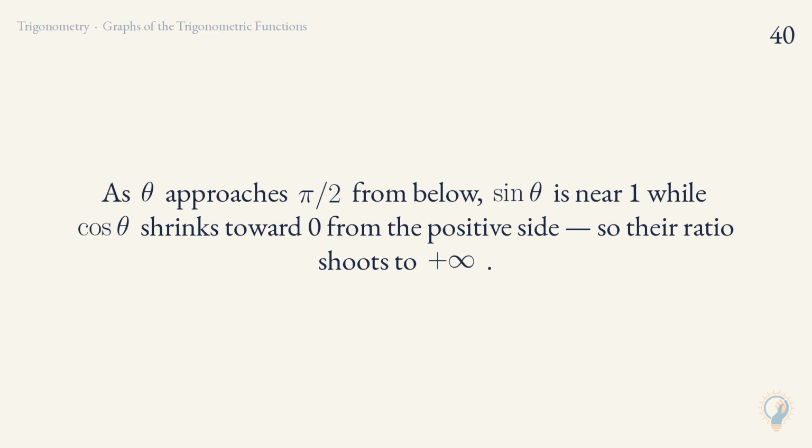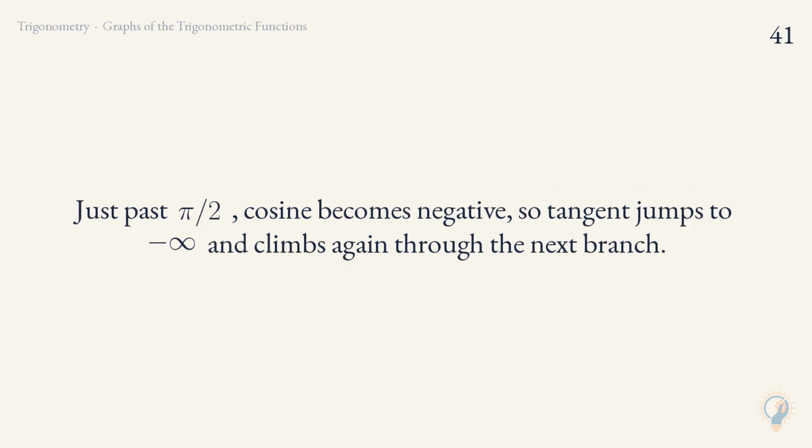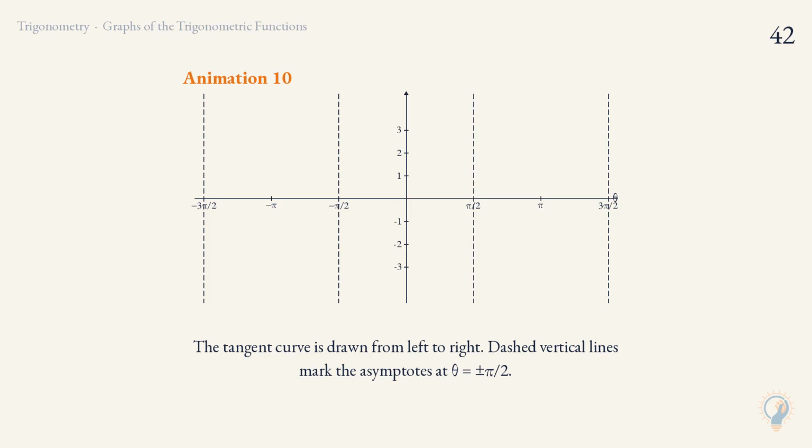As theta approaches pi over 2 from below, sine of theta is near 1, while cosine of theta shrinks towards 0 from the positive side, so their ratio shoots to positive infinity. Just past pi over 2, cosine becomes negative, so tangent jumps to negative infinity and climbs again through the next branch. Animation 10. The tangent curve is drawn from left to right.